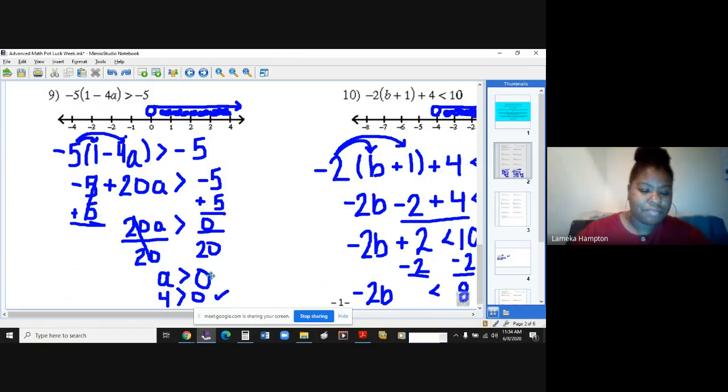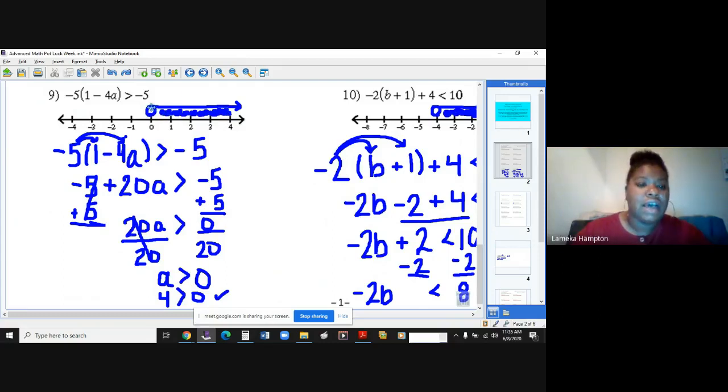Now, I picked a number off the number line and I chose the number 4. I substituted the number 4 for my letter a, because I wanted to see if it was a true statement. 4 is greater than 0. That is a true statement. So that means any number to the right of 0 would suffice as an answer.